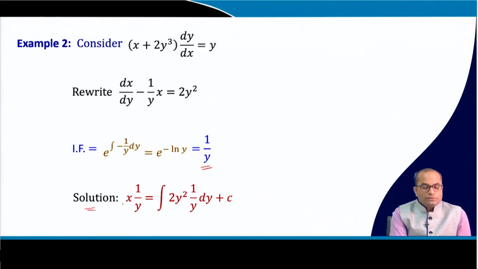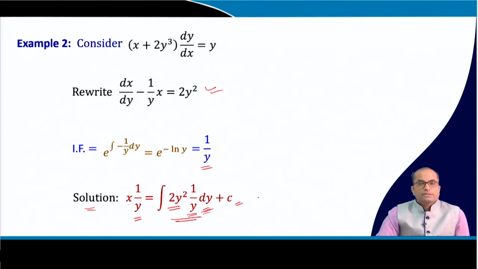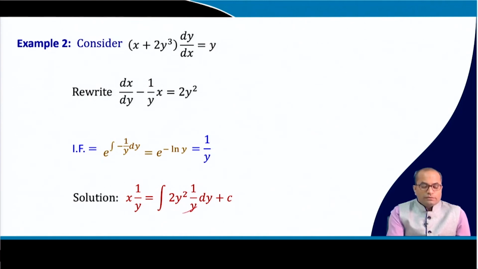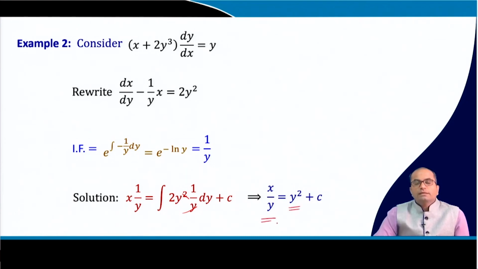So, here the solution will be x into 1 over y is equal to the integral of 2 y square into 1 over y dy plus a constant, because x into this integrating factor, the right hand side factor is 2 y square into the integrating factor 1 over y dy plus c. So, here then we get 2 y dy, which can be integrated to give y square. So, we have x over y is equal to y square plus c, that is the solution of this linear equation.